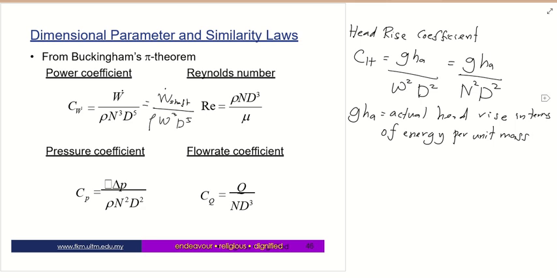And then the final dependent parameter is the efficiency. But basically the efficiency is already dimensionless. Okay, so how to obtain the efficiency?